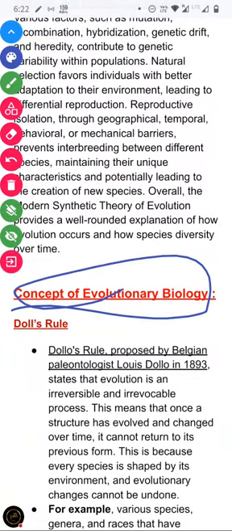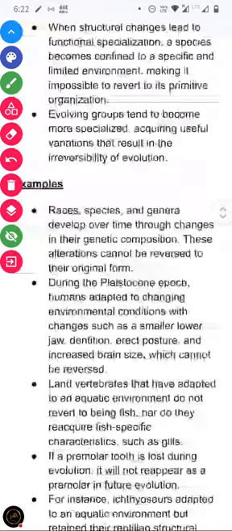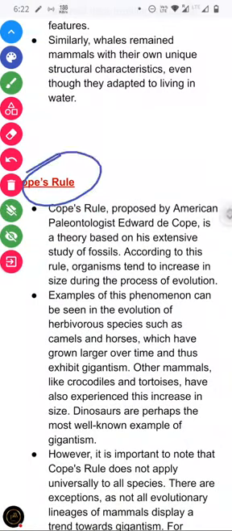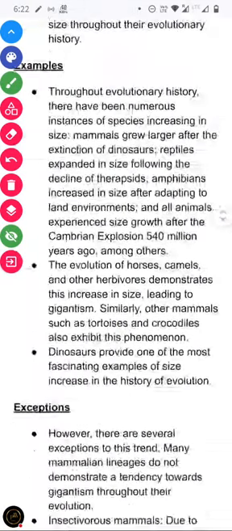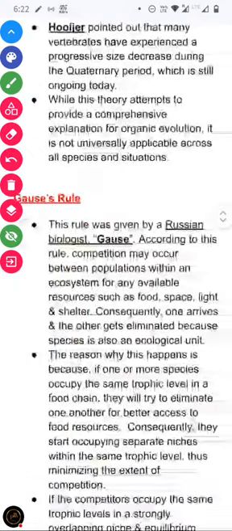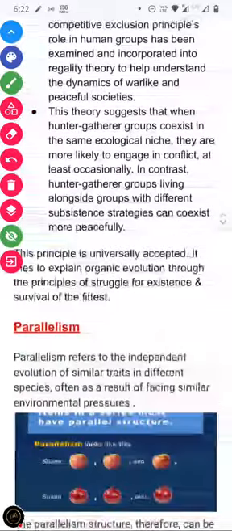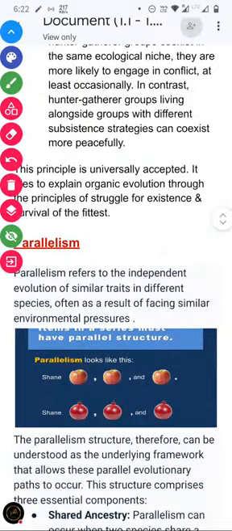Concept of evolutionary biology. There are three conceptual rules that were given in the theory of evolutionary biology, such as Dollo's rule, and next is Cope's rule, and the last one is Gause's rule. These are the examples and exceptions given here. This is Gause's rule. So you can find everything related to the topics of anthropology.